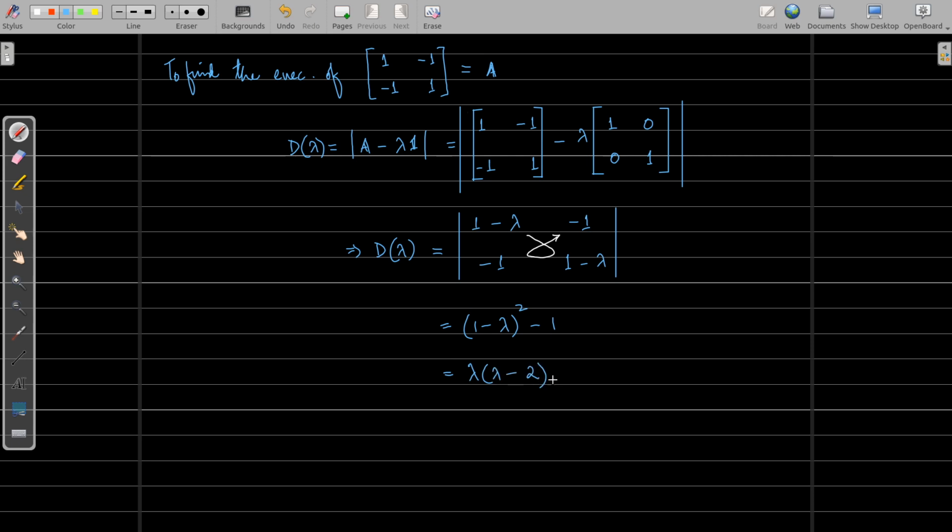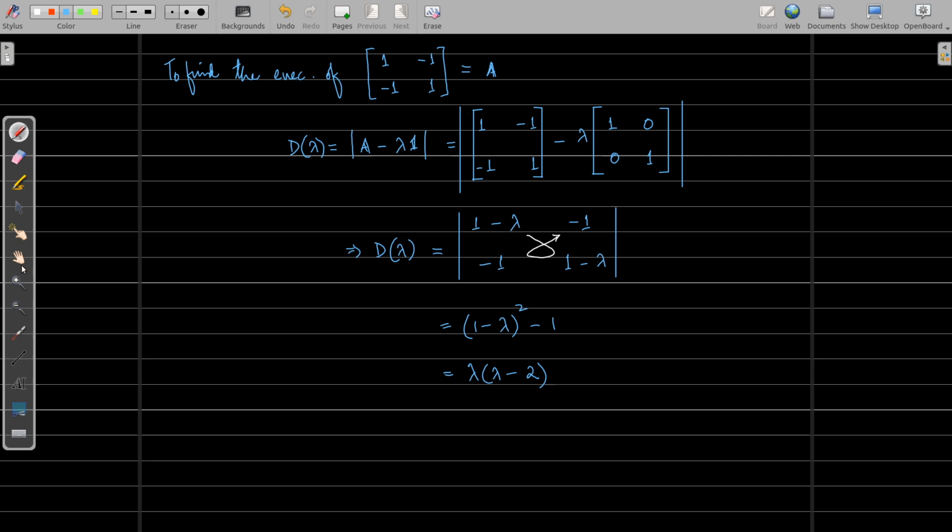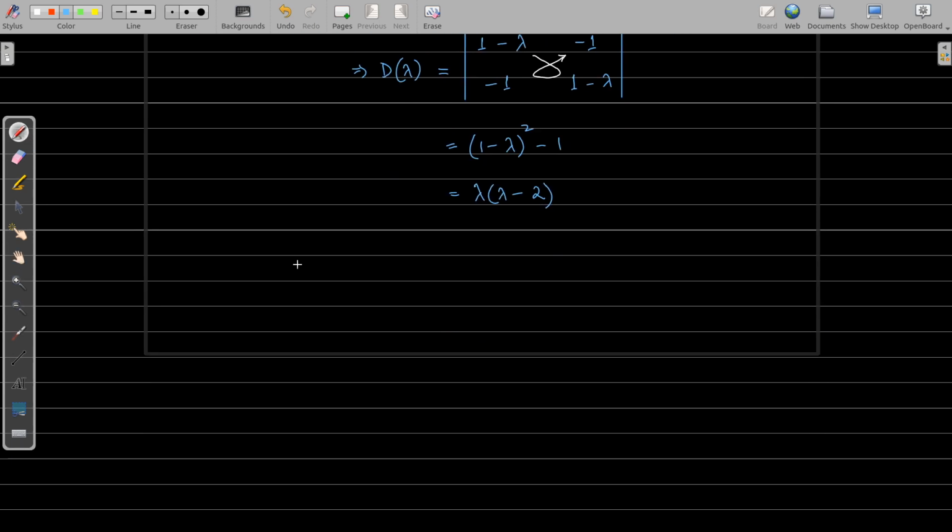I had worked this out. You can try this out for yourself. When you open this up and simplify it, you'll finally get lambda into lambda minus 2. So now what do we need to do? This has to be set equal to 0. So we'll do that next.